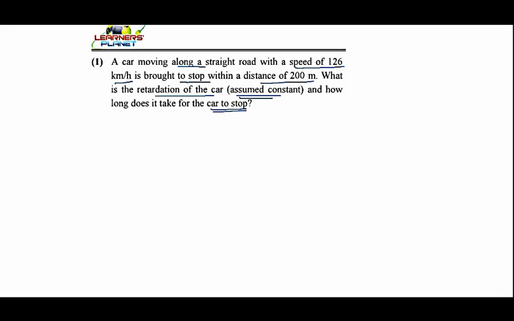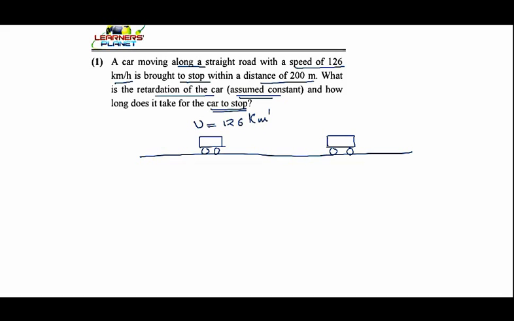Is it clear friends? First of all, let us draw a basic diagram so that we get an idea of this question. A car is traveling on a straight road with a velocity of 126 km per hour, which is brought to stop within a distance, that is, before coming to rest it travels a distance of 200 meter. We are supposed to calculate the retardation.